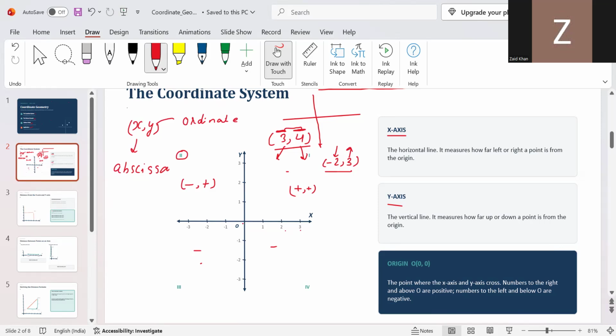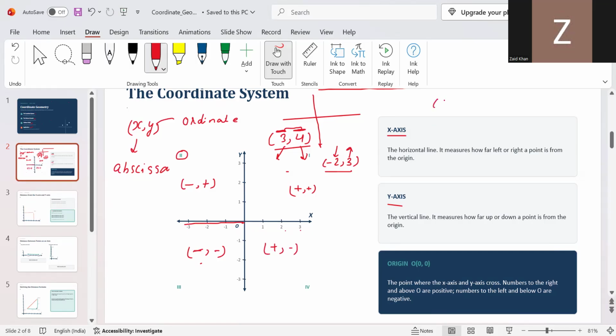Now let's talk about the third quadrant. Please consider x first. x is going leftwards, so it is negative. And y is also going in the negative direction. So negative, negative. Can you guess the fourth one? Yes, very good. x is in the positive direction and y is in the negative direction.